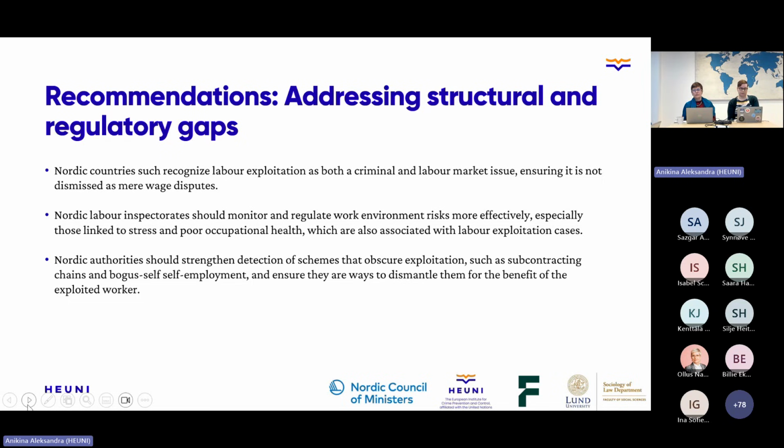And then there's a need to look at how to dismantle and address labor exploitation in these difficult questions such as subcontracting and bogus self-employment, where we know that there exists exploitation, but it's difficult sometimes to detect. And there's of course also the big question of how is self-employment defined, especially in situations where it is a question of bogus self-employment. Should it actually be addressed as employment and not as self-employment?